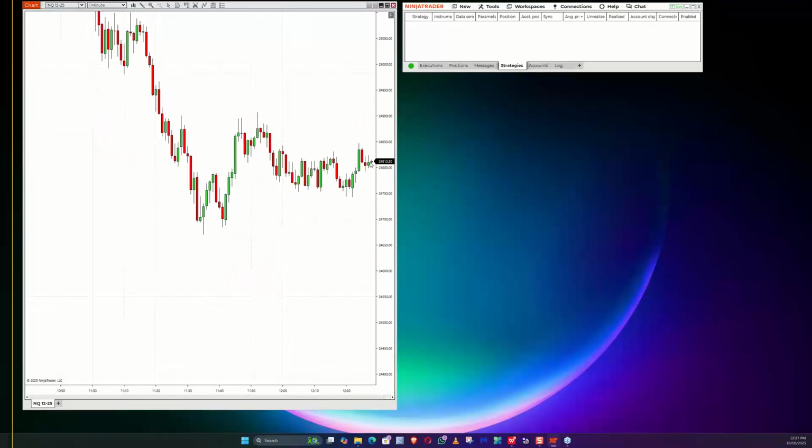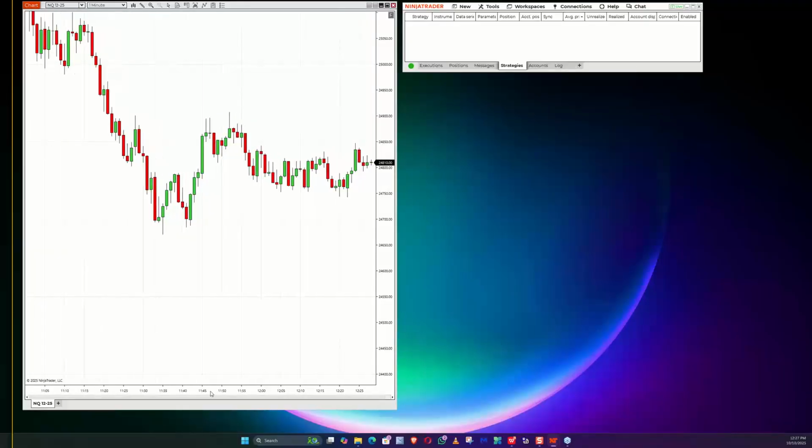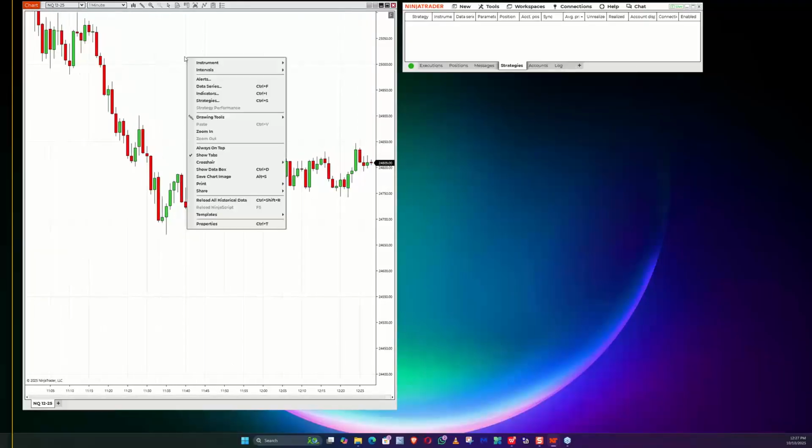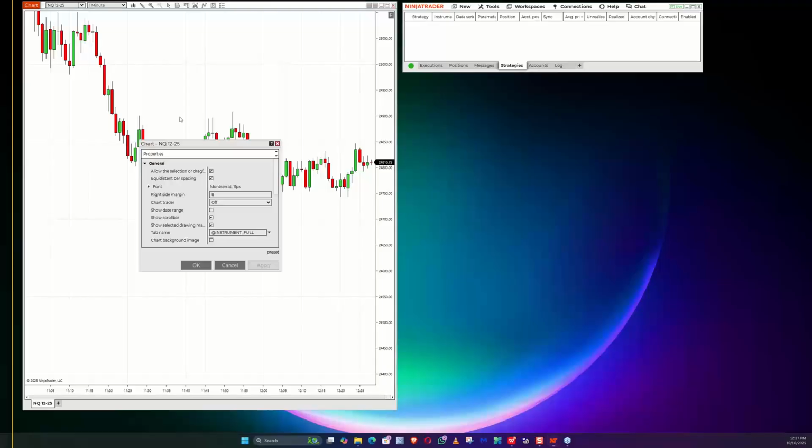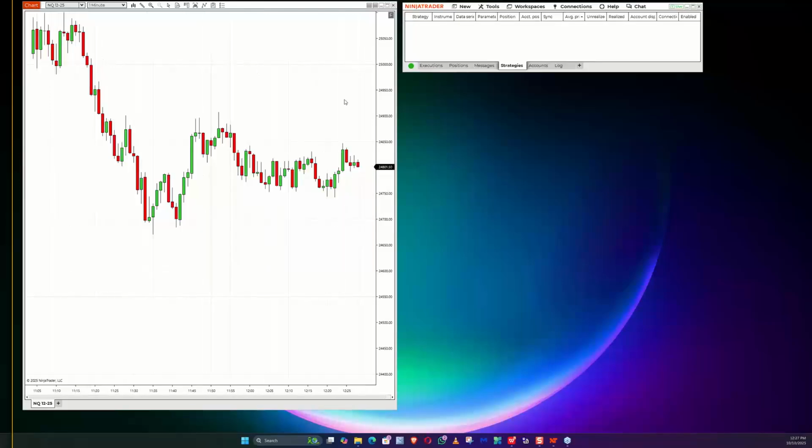What I like to do is see how the price is very close to the margin on the right. Well, what I like to do is right click, go to properties, and just change my right side margin to 50, just to give me a little bit of space on my chart. Now I've got some room, so the margin is not in my way.